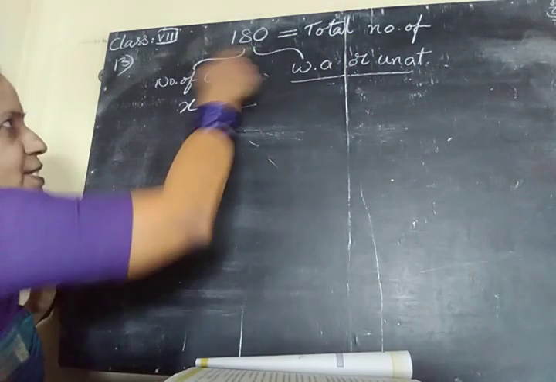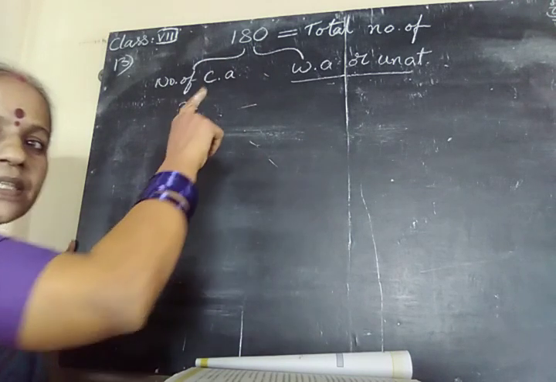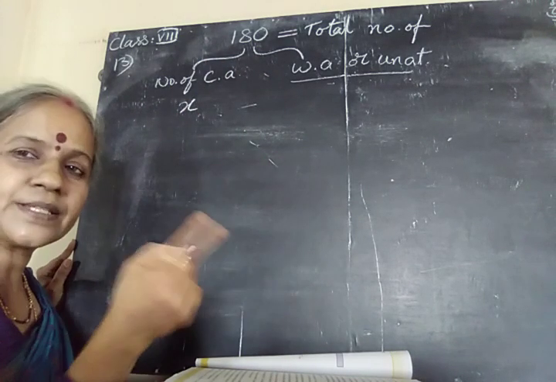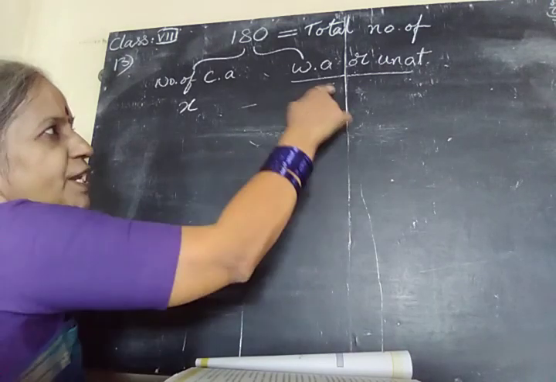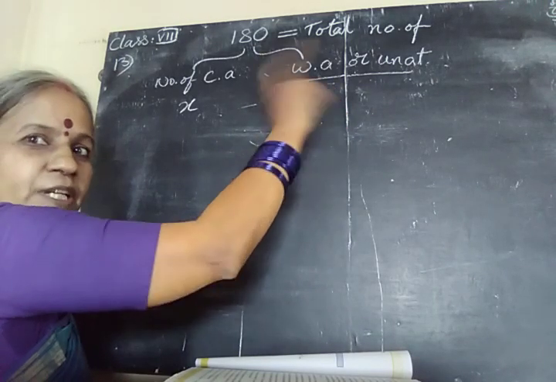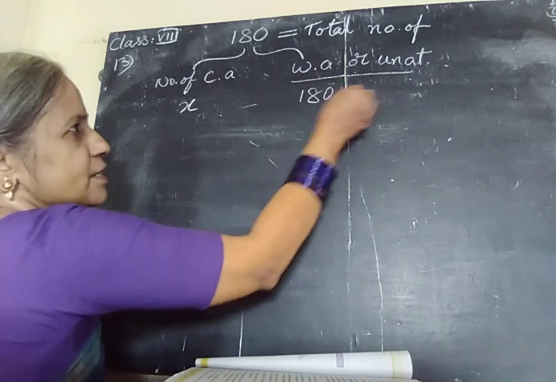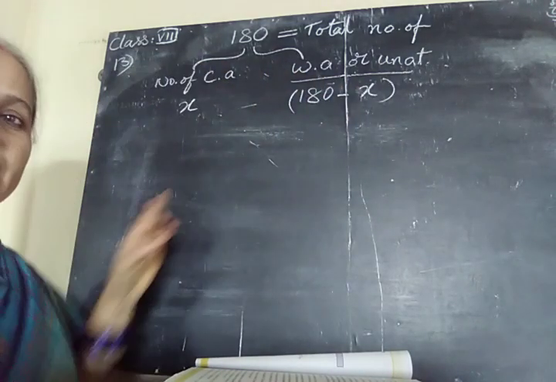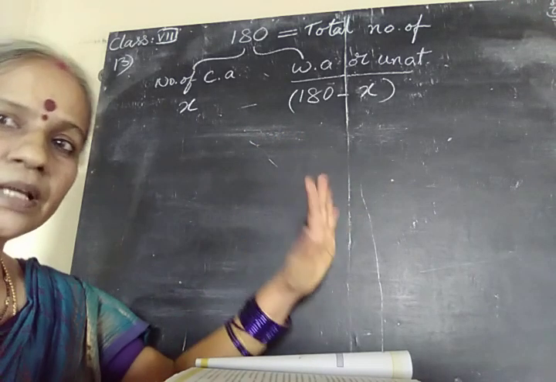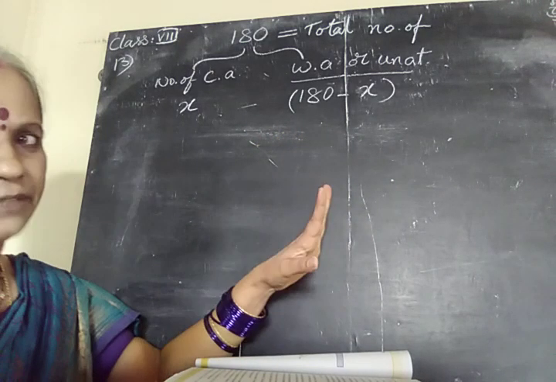Out of 180, he answered X questions correctly. So how many will remain? For these wrong or non-attempted, 180 minus X. 180 minus X questions he left. Few are left, few are wrong.